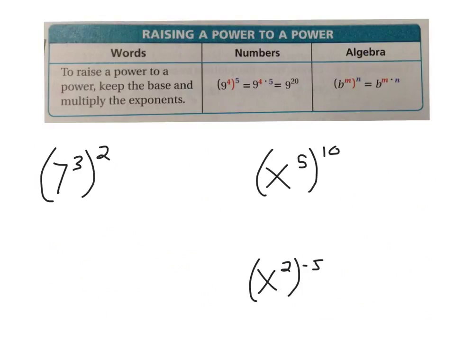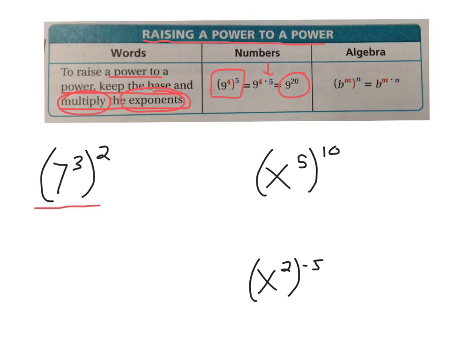The last property looks at what happens when you raise a power to a power. To raise a power to a power, keep the base and multiply the exponents. So 9 to the 4th to the 5th power is 9 to the 4th times 5th power, or 9 to the 20th. So let's take a look at 7 to the 3rd raised to the 2nd power.